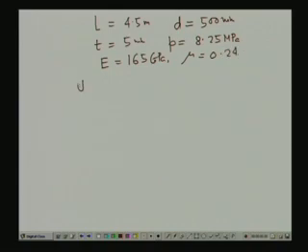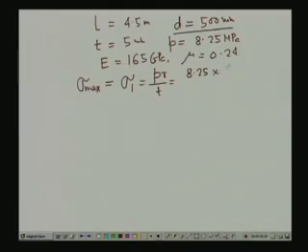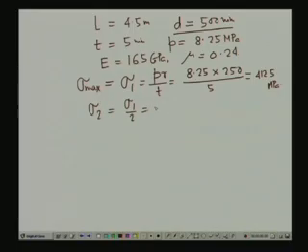Now, the maximum tensile stress that occurs on the surface of the cylindrical vessel is sigma 1, which is P r by t, where P is 8.25 MPa. Radius: diameter is given as 500, so radius is 250, divided by t, which is 5 millimeter, and this gives us a value of 412.5 MPa. Correspondingly, sigma 2 is sigma 1 by 2, which is 206.25 MPa.